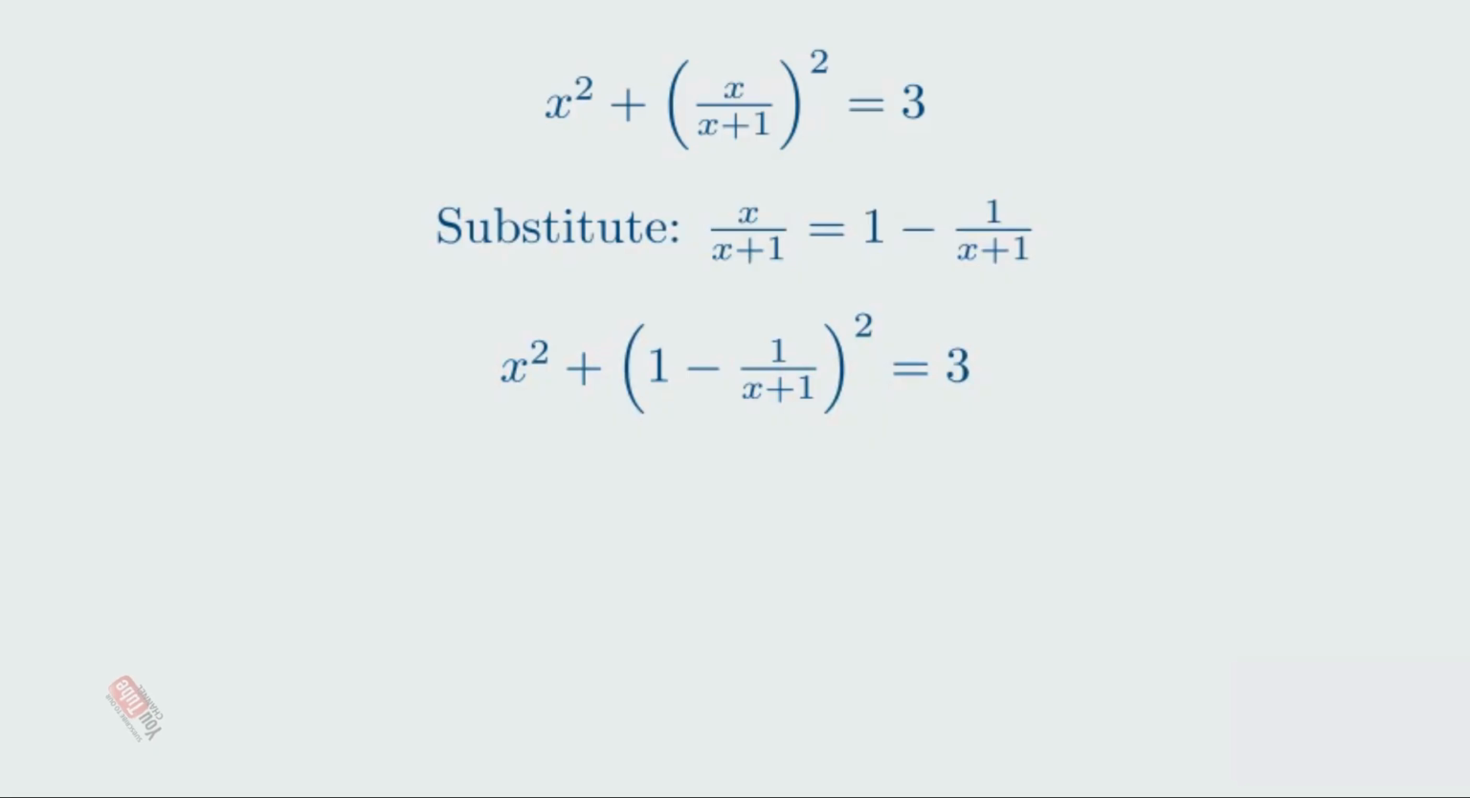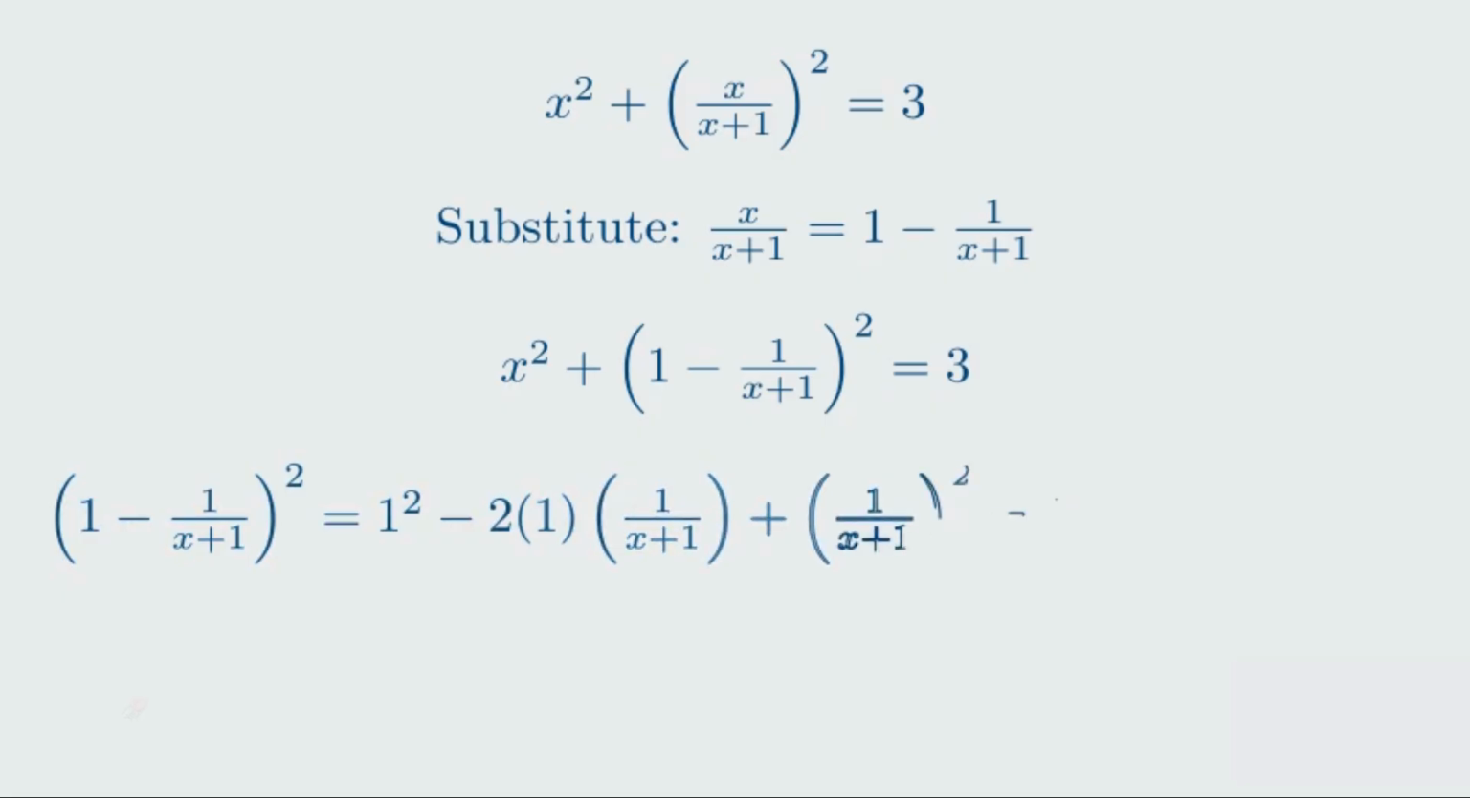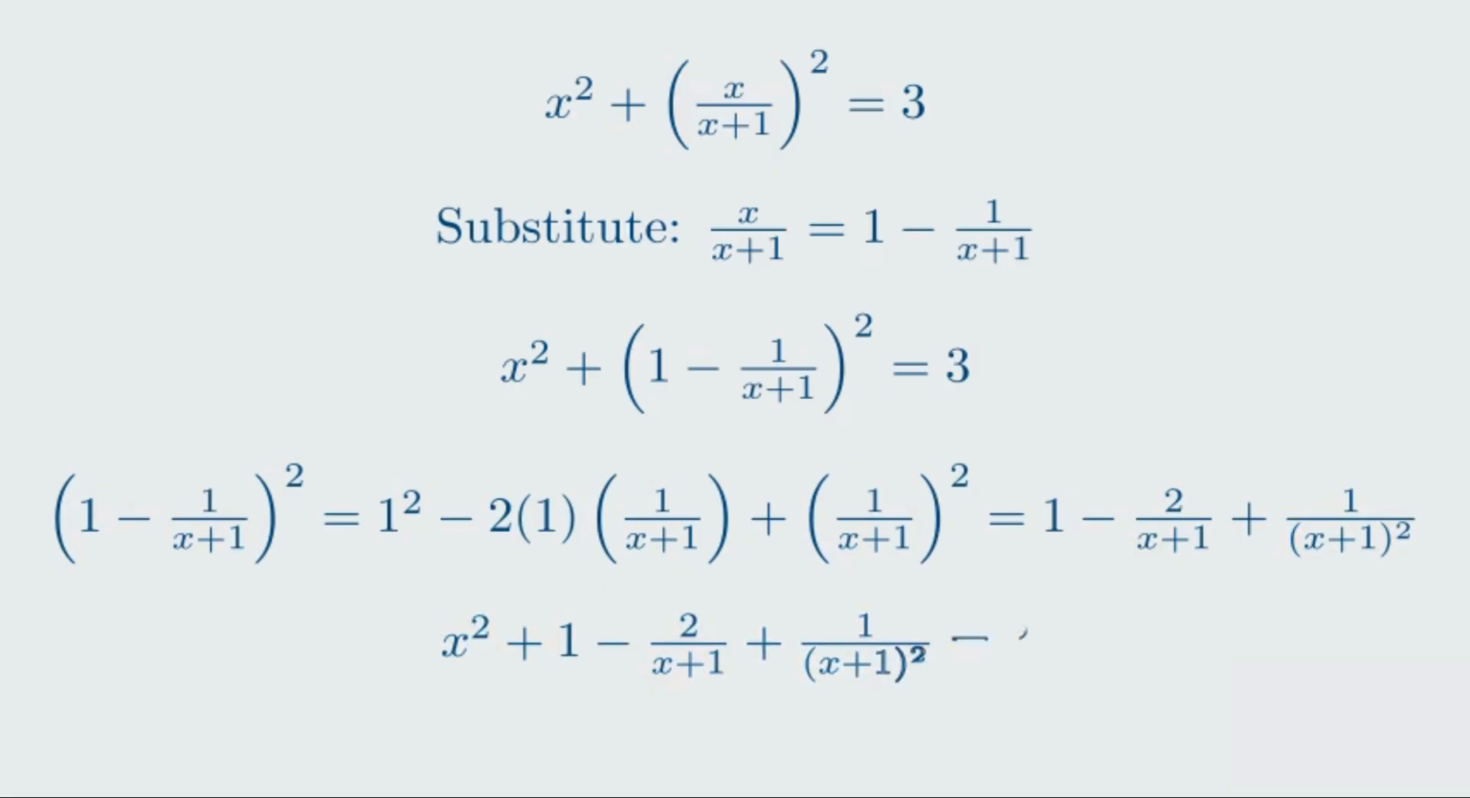Let's expand the squared term using the identity (a - b) squared equals a squared minus 2ab plus b squared. Expanding the term, we get 1 squared, which is 1, minus 2 times 1 over x plus 1, plus 1 over x plus 1 squared. This equals 1 minus 2 over x plus 1 plus 1 over x plus 1 squared. Let's put this back into the main equation. Our equation is now x squared plus 1 minus 2 over x plus 1 plus 1 over x plus 1 squared all equals 3. Let's regroup the terms in our equation to see if a pattern emerges.